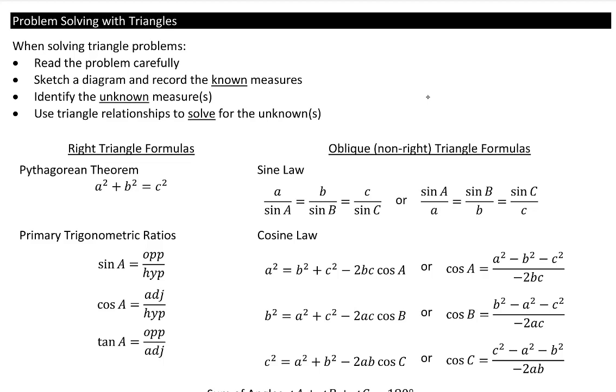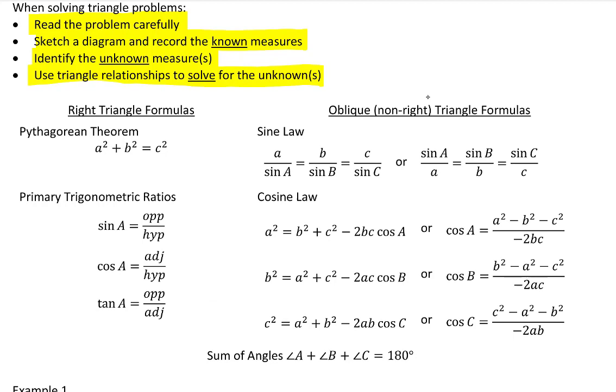So in this last part, we're going to look at problem solving with triangles. When solving triangle problems, first thing is to read the problem carefully. Second, of course, is to sketch a diagram and record the known measures. Next, identify any unknown measures you're looking for. And then choose the correct triangle relationship to solve for the unknowns.